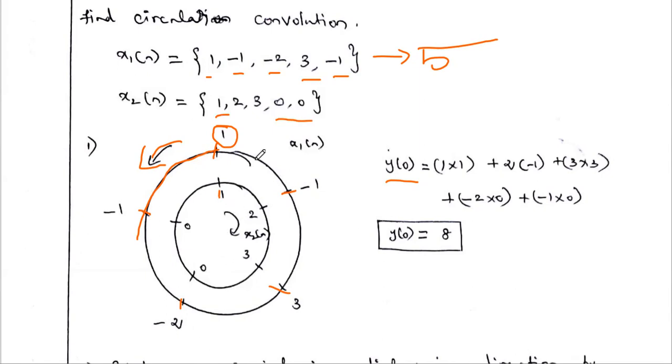Then what is the next step? You just multiply these two samples. 1 multiplied with 1, plus 2 multiplied with minus 1, 3 multiplied with 3, minus 2 multiplied with 0, minus 1 multiplied with 0. And you just add all these values in order to get the first data. So here the circular convolution of these two sequences we are taking as y of n. So for the first sample you just write y of 0. The answer we got is 8.